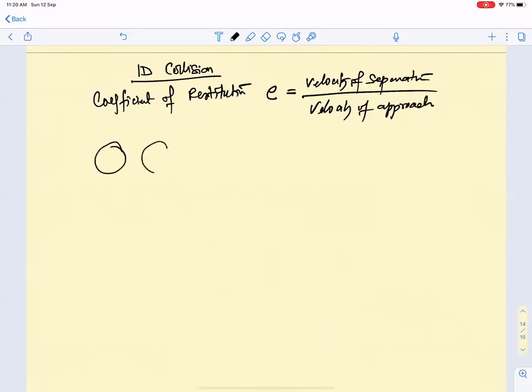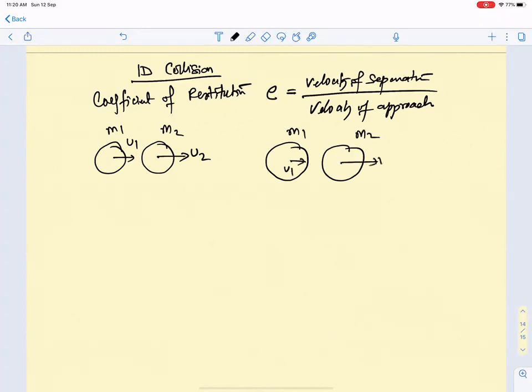That means if the bodies, say M1 and M2, having velocities U1 and U2 before, and afterwards, after collision, they have velocities V1 and V2. So as per this diagram, velocity of separation is V2 minus V1 and velocity of approach is U1 minus U2. So this is the coefficient of restitution. But actually, how is coefficient of restitution defined?